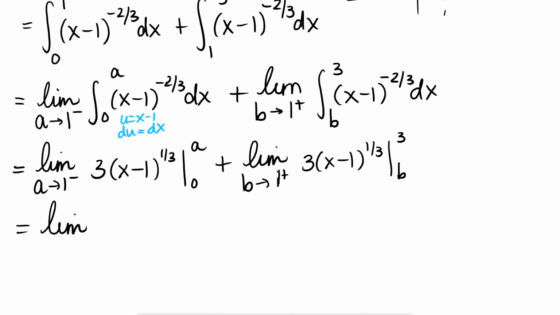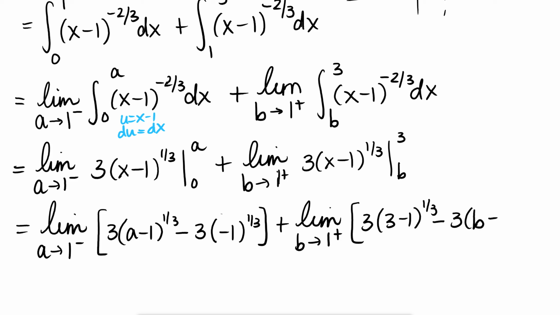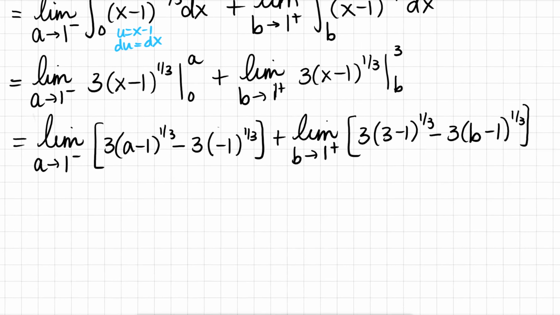So I'm going to get the limit then as a approaches 1 from the left. Let's plug in a. So I'm going to get 3 times a minus 1 to the 1/3, right? Minus, now if I plug in 0, 3 times negative 1 to the 1/3. Again, I'm being very careful with my minus signs, making sure that I'm keeping track of everything so I don't make a mistake with that. Limit as b approaches 1. Let's put in 3 times 3 minus 1 to the 1/3 minus 3 times b minus 1 to the 1/3. Okay, good. All right, so what do we get here?